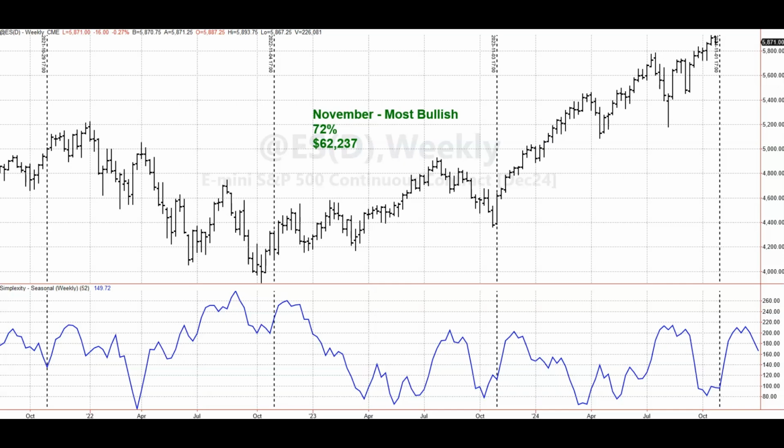And last, but certainly not the least, this is the S&P 500 seasonal chart. Now this is probably the granddaddy of all seasonal months, and we're going to look at the seasonal chart here and then the heat map after of how great of a month this is for the S&P E-minis. It's the most bullish month. 72% of Novembers have finished higher than they've opened, and it has made $62,000. That's quite a bit more.